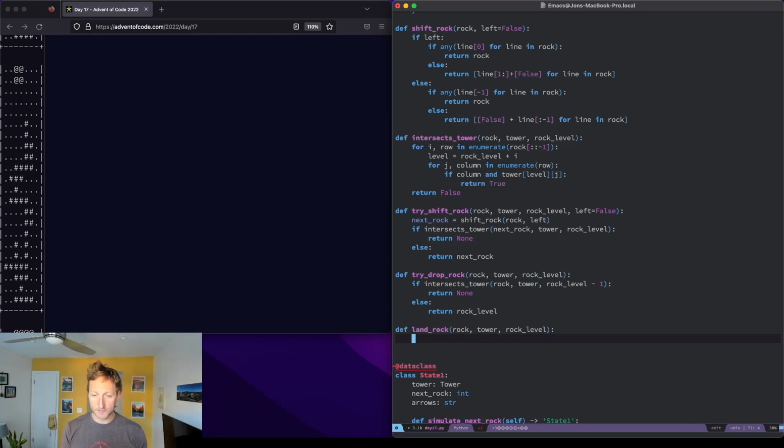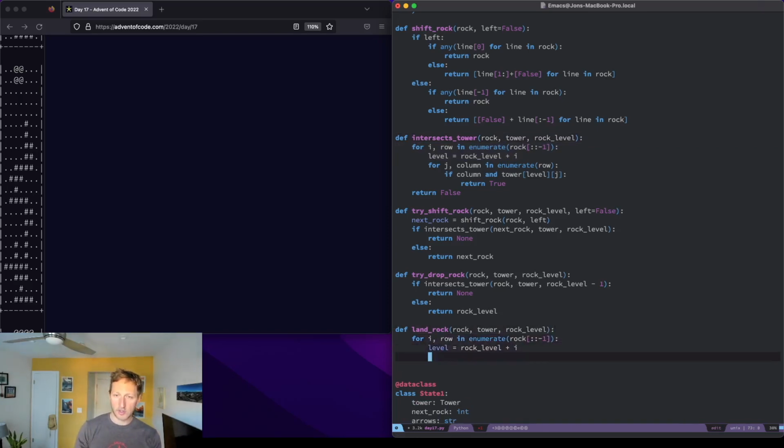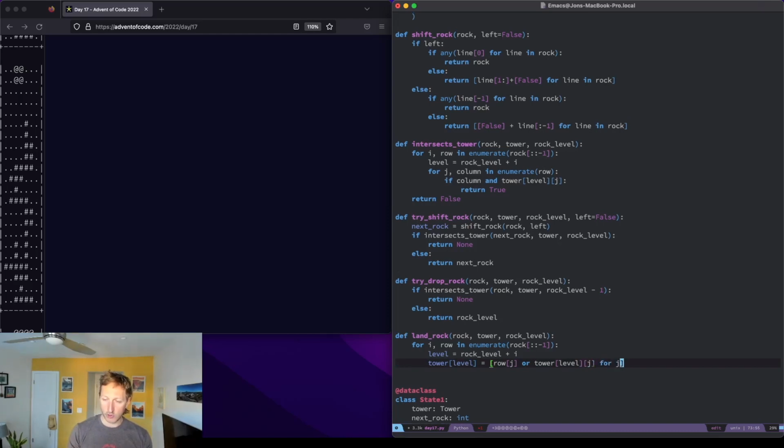So what we have to do is just do something like this. Tower at level equals row j or tower level j for j in range 7. So basically we take the or of the two, right? Because no trues can ever coincide, and we just put them together. And the only thing we have to worry about is the tower not being that long.